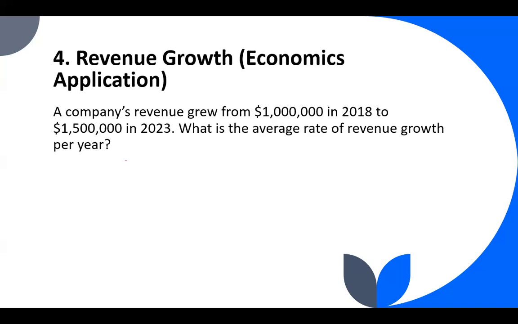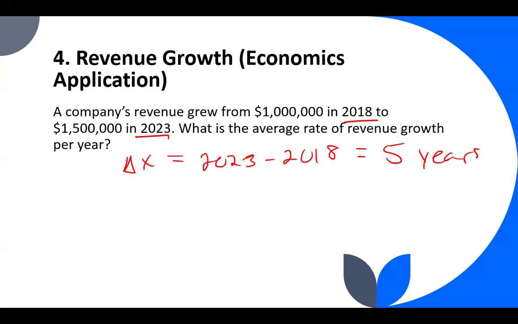All right, change in our independent. What was the change in our independent? 5 years. Your independent is your time. So the change in that would be 2023 minus 2018, which is in years, right? The change in your dependent would be the growth in their income, the revenue, I'm sorry.